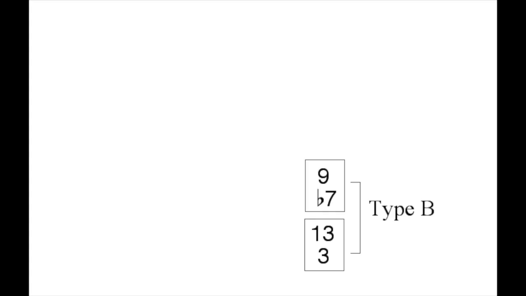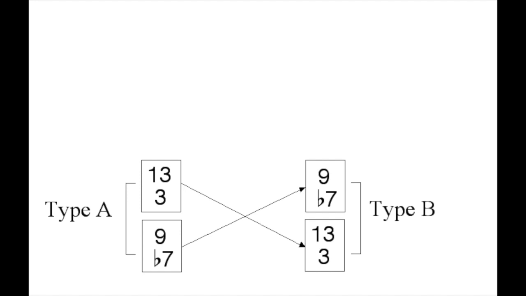Now let's look at the type B structure and revise that. As we can see from this diagram, the lower component of the type B structure consists of 3 and 13, and the upper component of the type B structure consists of flat 7, 9. Okay, now let's look at both the type A and the type B structure and add the arrows that show us how to invert a type A to become a type B, or a type B to become a type A. And now we see the reason for those little boxes.